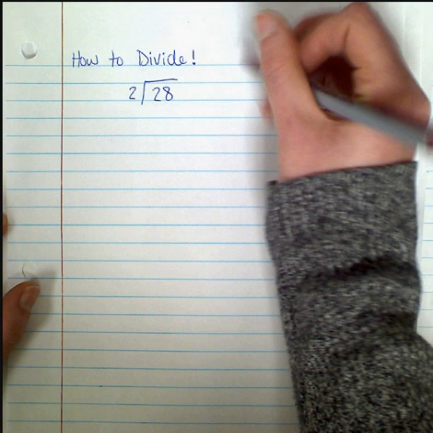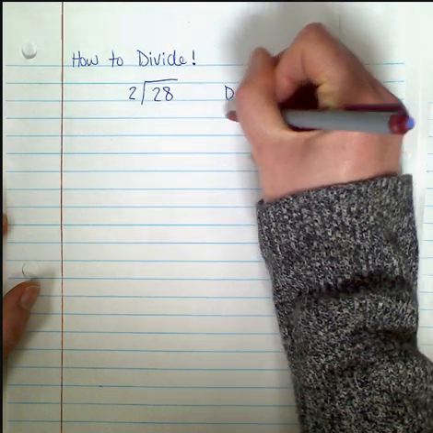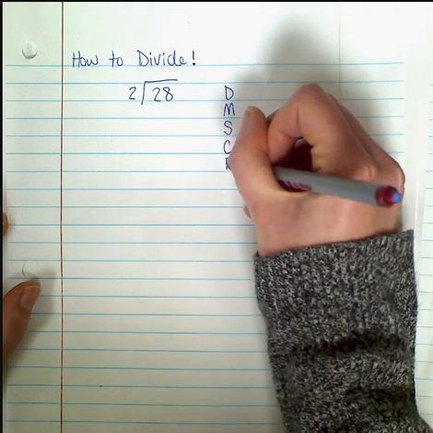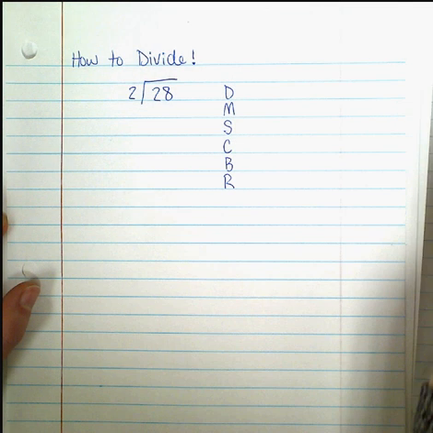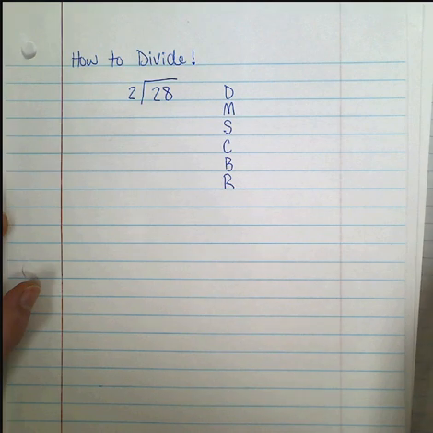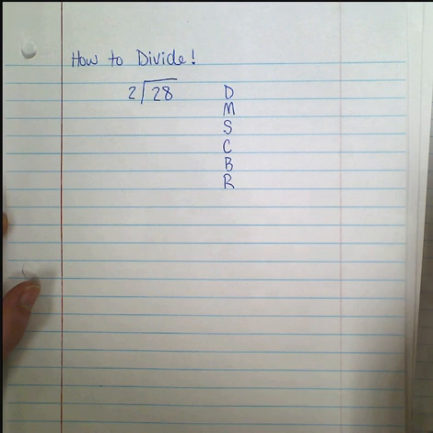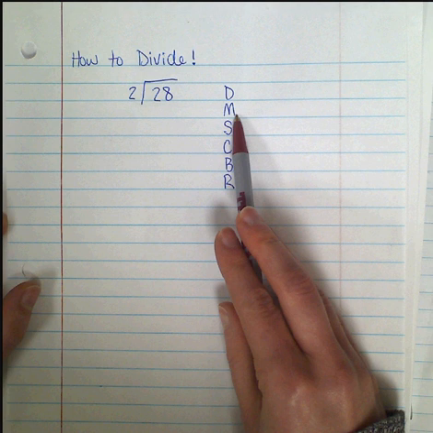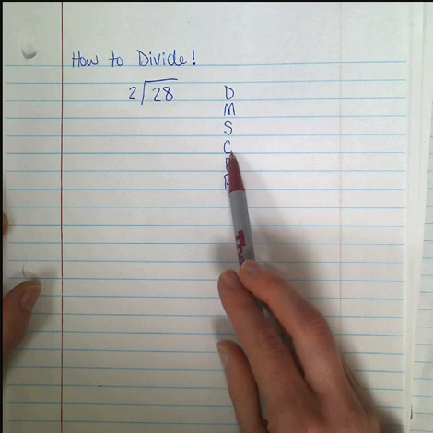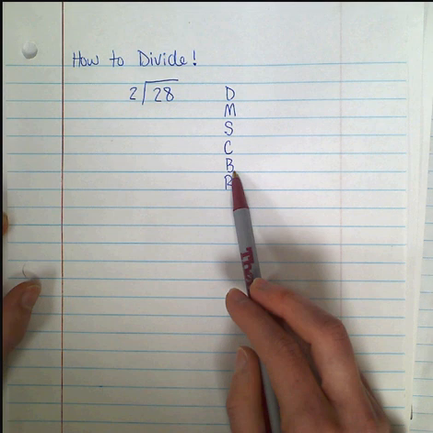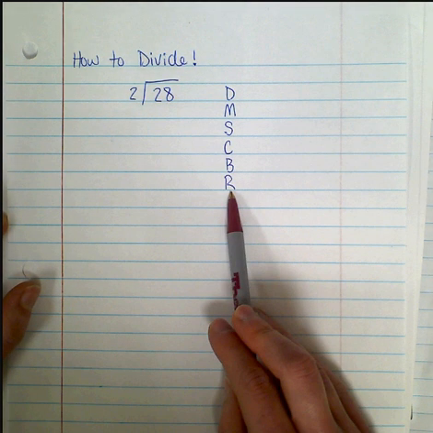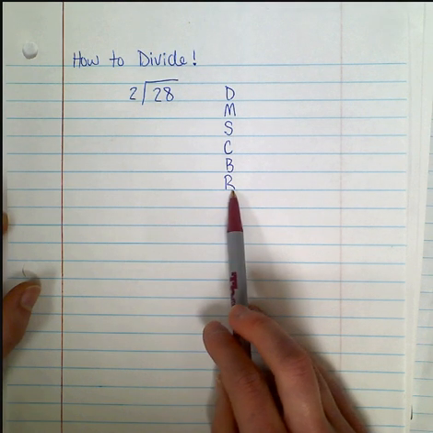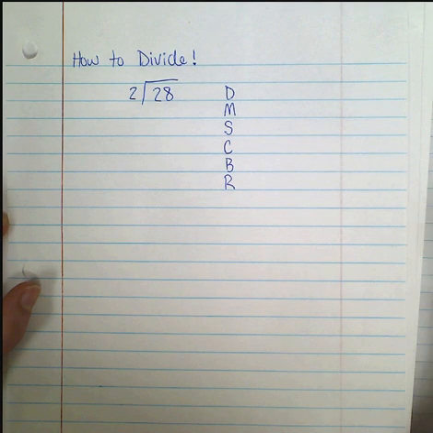And so those steps we remember by saying, does McDonald's sell cheese burgers raw? And I know that's kind of gross, but the kids remember it and it helps them to solve this problem very simply. D means to divide, M means to multiply, S means to subtract, C means to check, B means to bring down, and R means to either repeat these steps again or it means that you have a remainder. And so it helps the kids to remember to look for that.